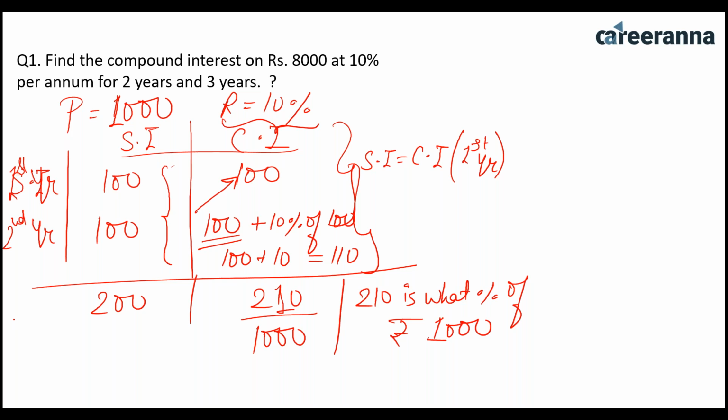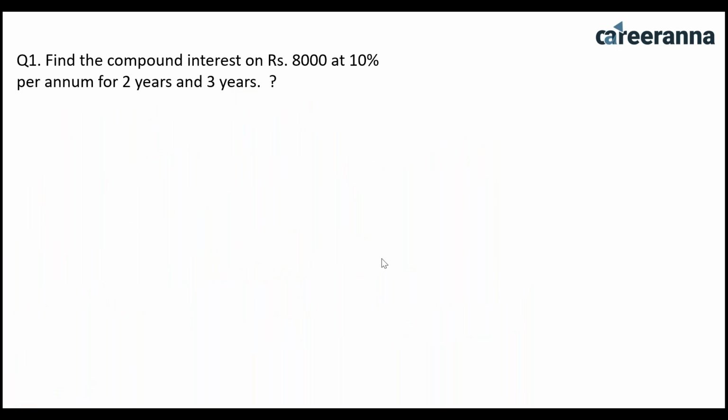Okay, so 21 is what I'm getting from all of you, right? Now just see this. If I calculate 21% of 8000 rupees, what is going to be my answer?